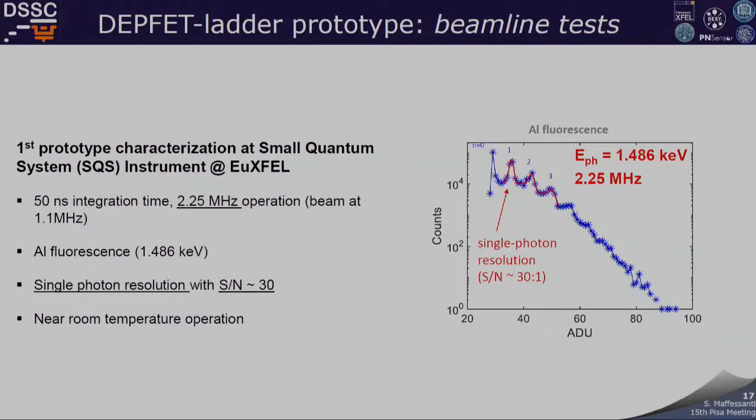We also used the first prototype at the beamline. The aim is to perform the full characterization of the sensor with a real speed of 2.25 megahertz. And we use the fluorescence of the aluminum, and you can see here in the spectrum that you can really distinguish the single photons, and we have a signal to noise ratio of about 30. That means that we have roughly 14.1 electrons RMS of noise.